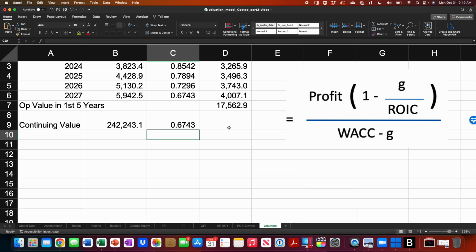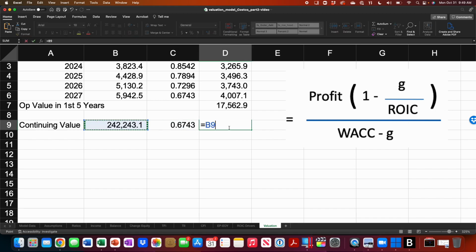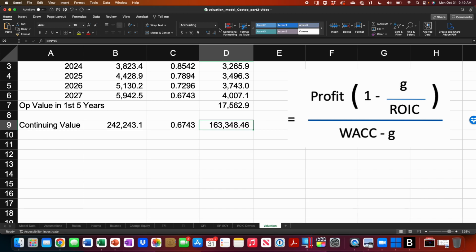If I take my continuing value, present value that, I get 163,348.5 million. That is the continuing value for Costco, year 6 going forward. You'll notice that's most of the value of the firm. Like the first 5 years are pretty trivial. It's about 18 billion, and then I got 163 billion continuing value. That's the more important part of the valuation.